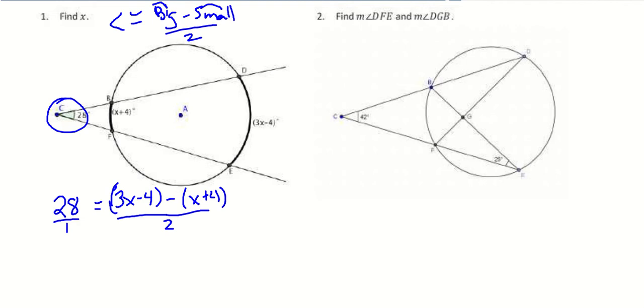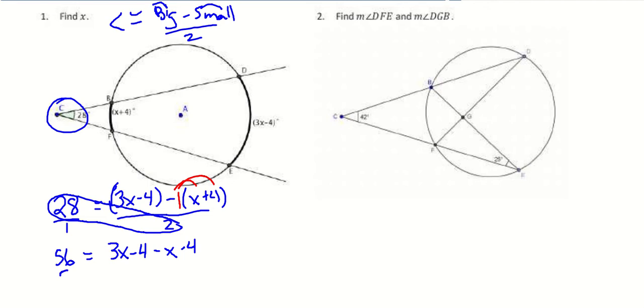The next step, you've got to remember, because there's parentheses, that I have to distribute this -1 here. We're going to then cross multiply. So we get 56 is equal to 3x minus x. This is really 3x minus 4 minus x minus 4. So now I get 56 equals 2x minus 8.